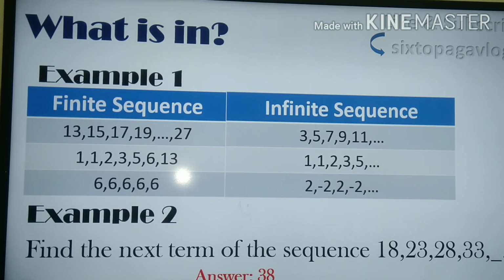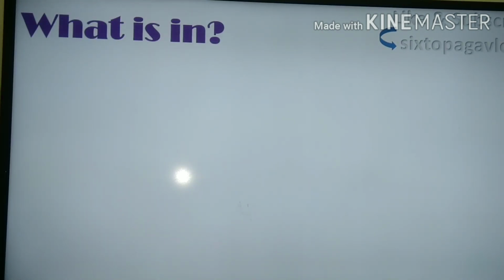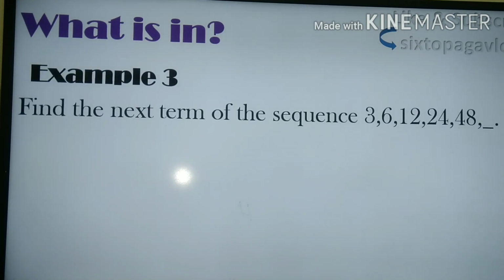Okay, next, example number 3. So this is the continuation of what is in. Ano bang nakapaloob dito sa sequence na ito? Okay, so here's the example number 3. Find the next term of the sequence 3, 6, 12, 24, 48. So, unang titingnan, sabi ko nga kanina, is the pattern. So, we have 3, 6, 12. So, do you know now the pattern?